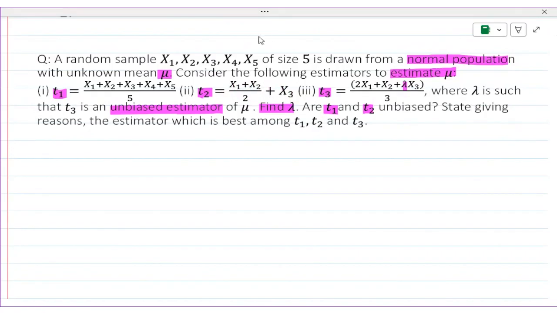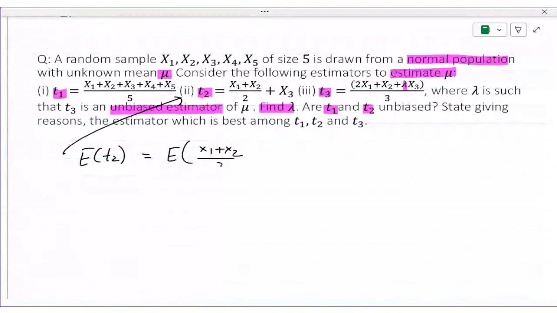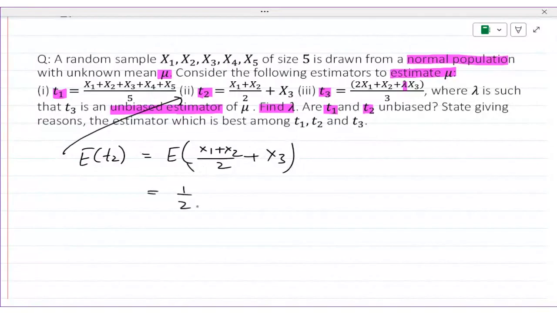So I am talking about this. If I find the expected value of T2, that is the expected value of x1 plus x2 divided by 2 plus x3. Apply the properties of expectation. 1 by 2 is a constant. Expected value of x1 plus expected value of x2, this 1 by 2 is in the division of both, and expected value of x3.